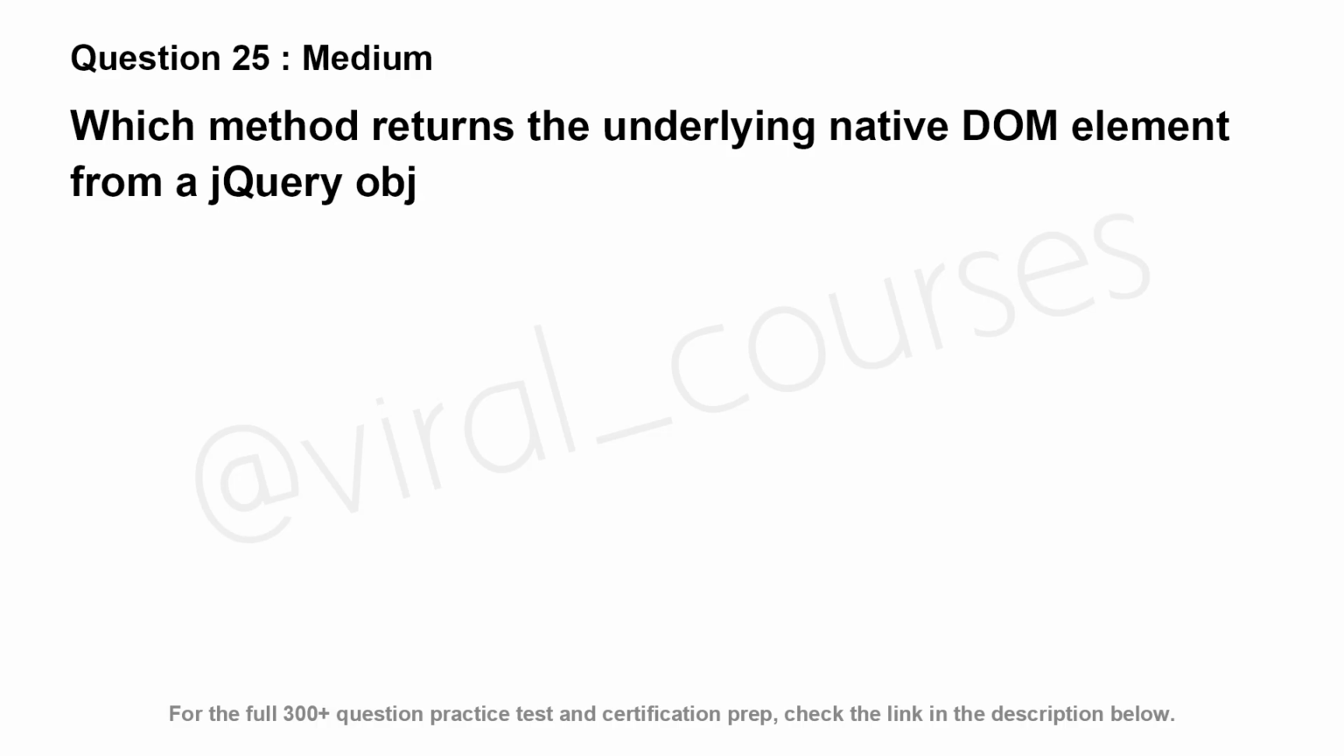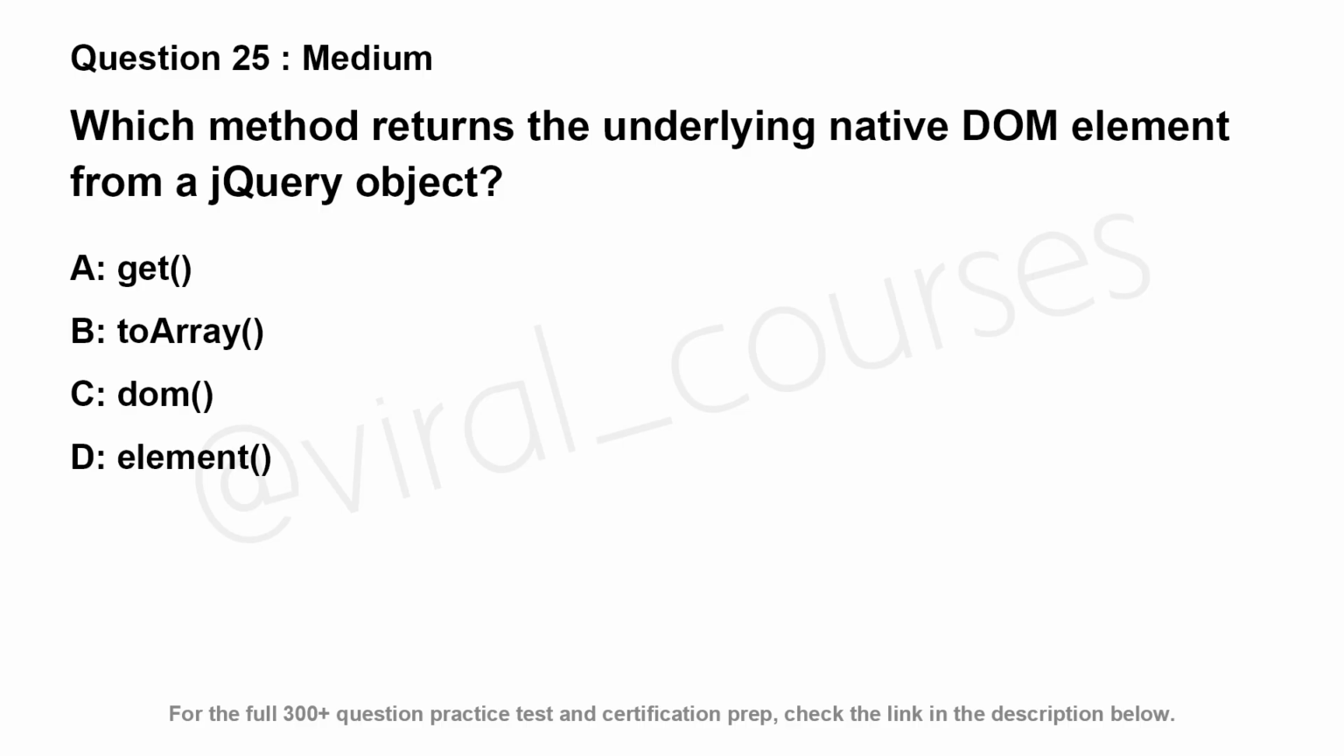Which method returns the underlying native DOM element from a jQuery object? Option A, get. Option B, to array. Option C, DOM. Option D, element.